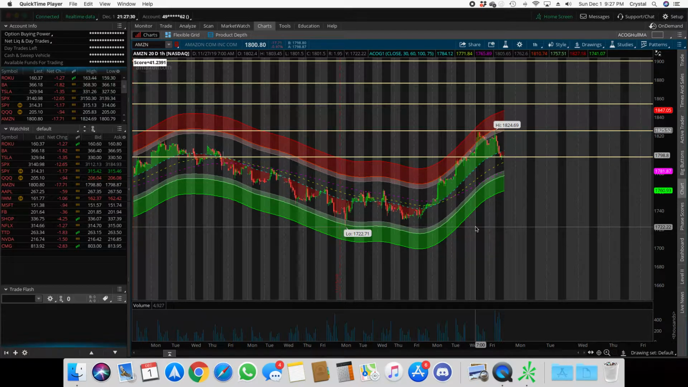Wanted to go over a trade I'm looking at for this week, and that's going to be Amazon. I've calculated the levels for this week coming up, and I'm looking at a breakout of 1825.